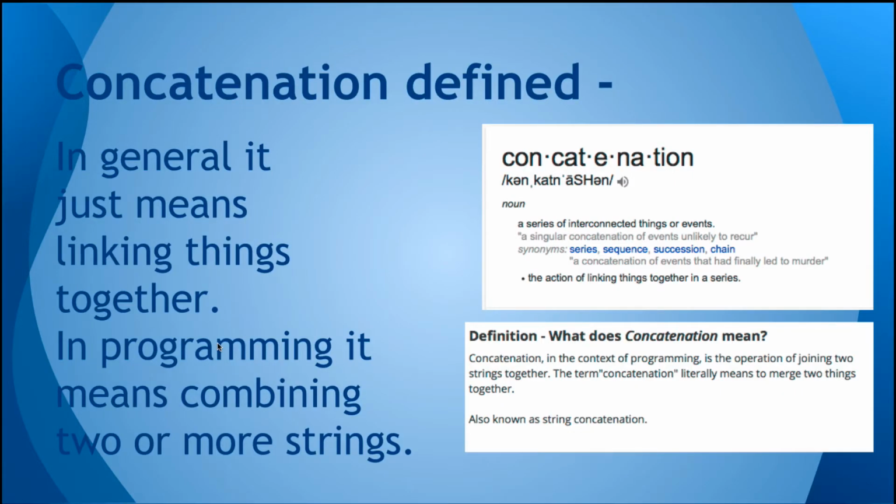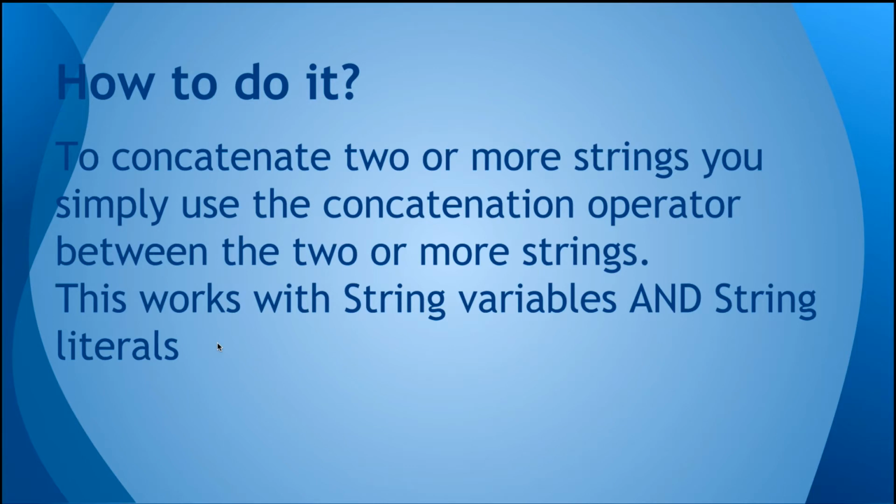So, how do we define concatenation? In general, it just means linking things together. In programming, it means combining two or more strings. So how do we do it? To concatenate two or more strings, you simply use the concatenation operator between the two or more strings. This works with string variables and string literals.